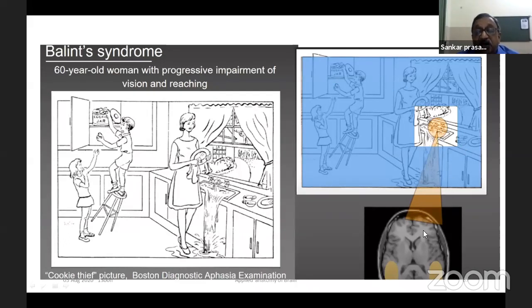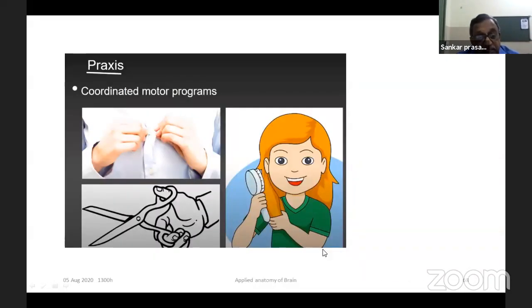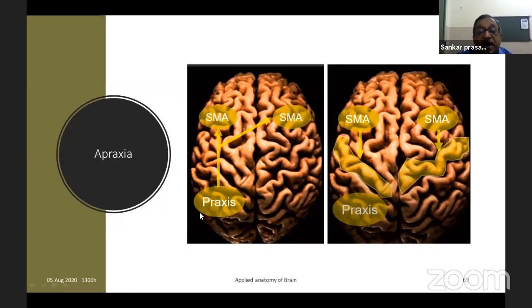They'll only focus on particular areas, because there is bilateral parietal damage here. So that brings us to praxis, coordinated motor programs. All the motor programs are stored in the brain, and you don't have to practice every time. This is concentrated in the left parietal lobe, the praxis area. Whenever a program is to be released, the message goes to the supplementary motor area on the same side as well as to the contralateral side.